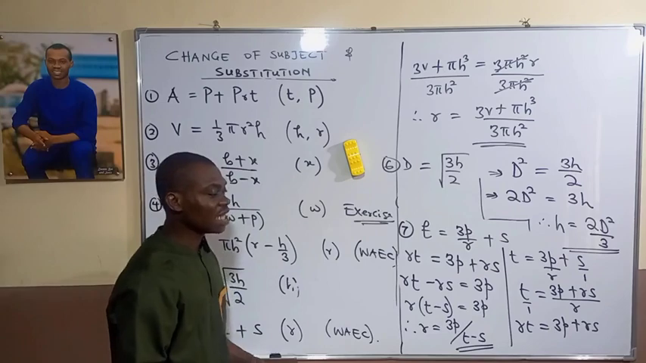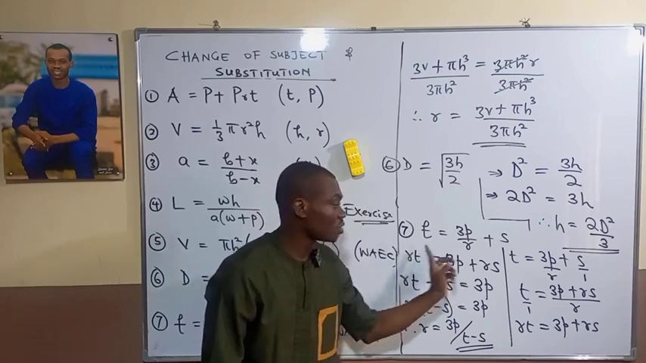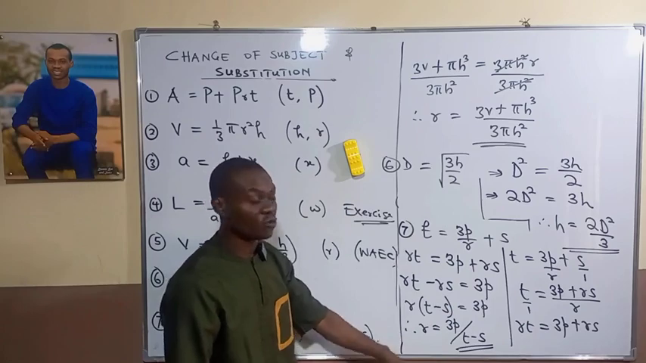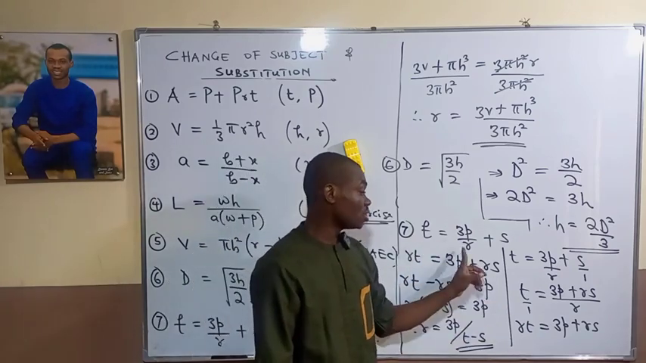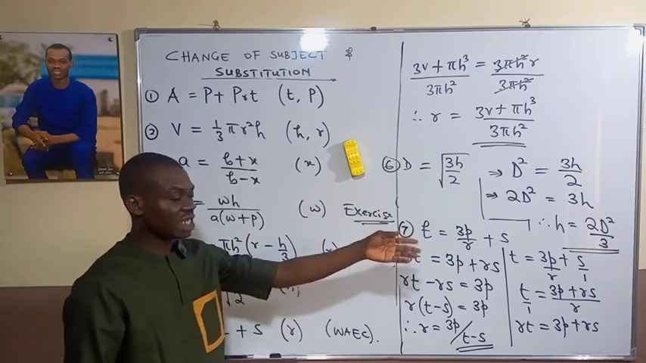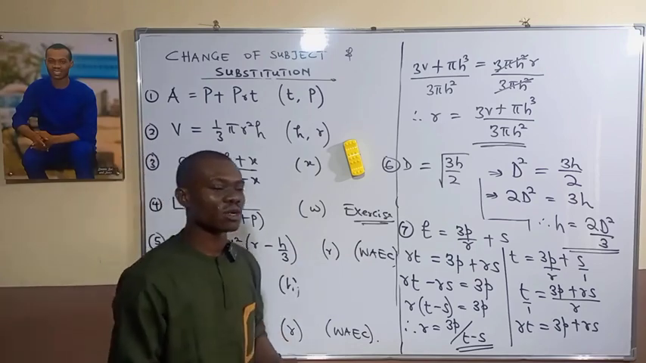And you can clearly see that this is exactly the same thing we got here when we multiplied through by r. So by implication, the approach of multiplying through by the denominator here proves to be a little bit easier than going to look for LCM. But either way, you will always get the correct answer.